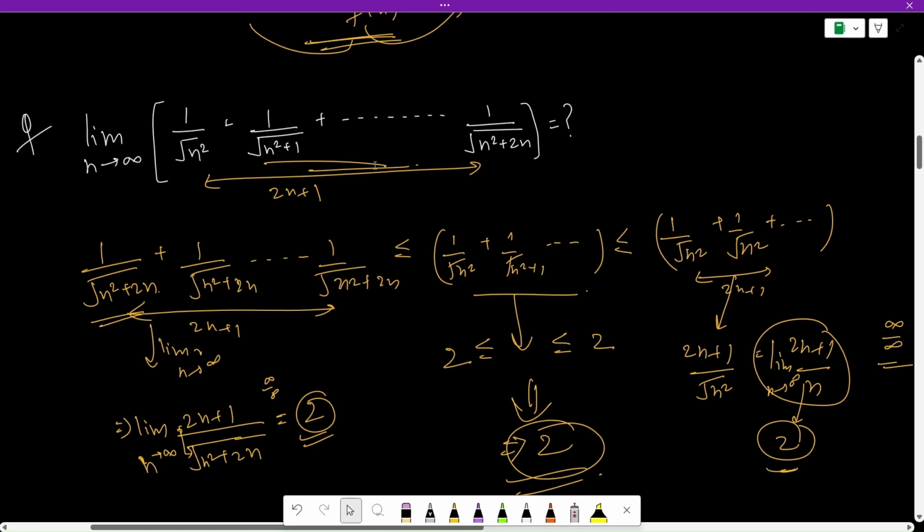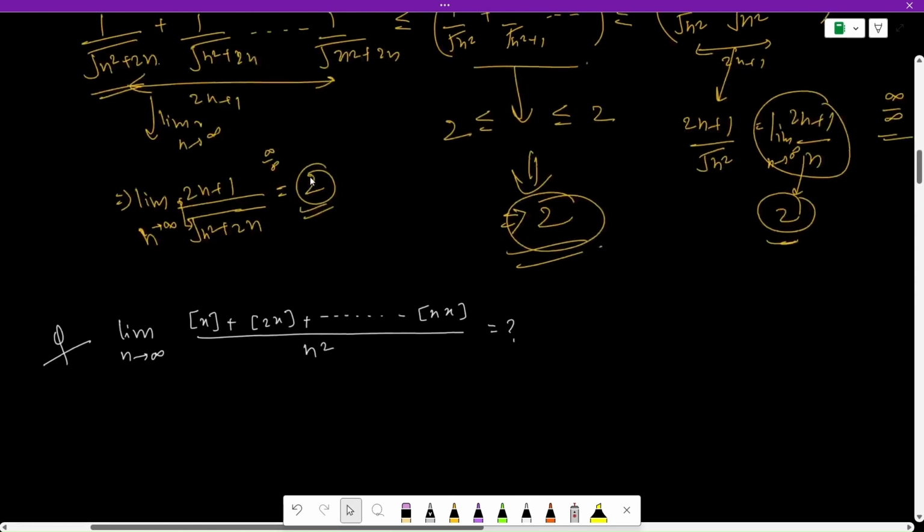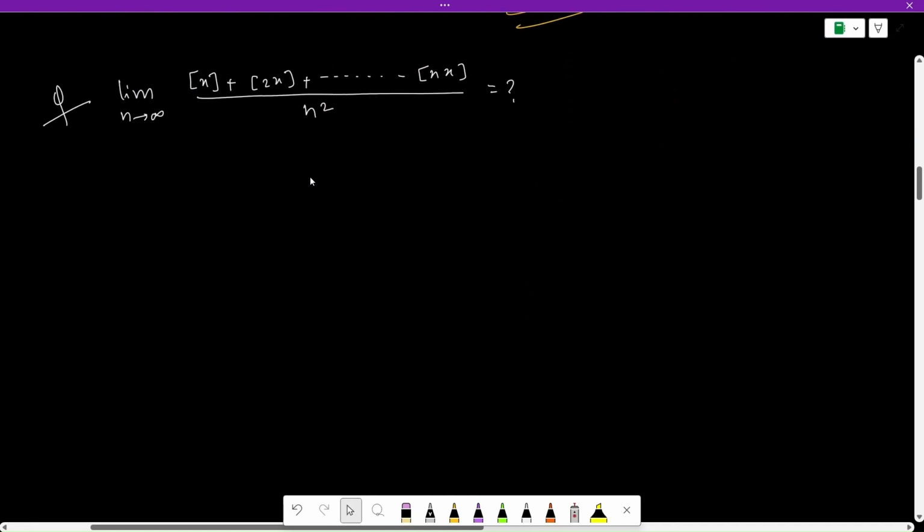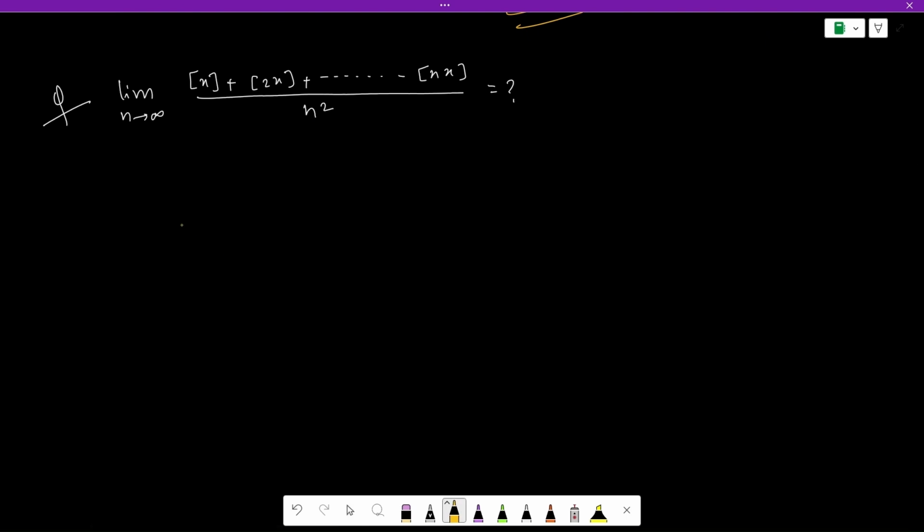So I hope you understood how to use Sandwich theorem to solve series. Now let's see the next question. So try solving it yourself, then we will solve it. So now let's solve it. There are multiple ways to solve this question. So let's first solve it without Sandwich theorem.